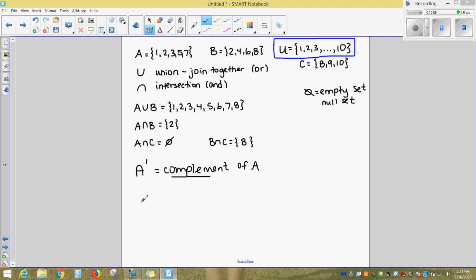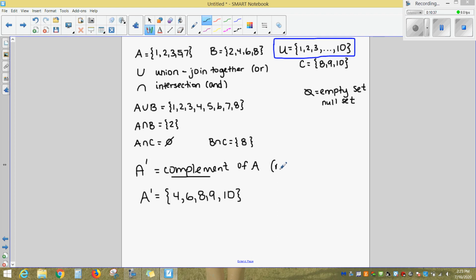So if I want to write down the complement of A, that means I'm going to come over to the universal set, U, and I'm going to mark out everything that's in A. I'm going to mark out 1, 2, 3, 5, and 7, and I'm going to write down everything that's left. So if I take out 1, 2, and 3, that leaves 4. I take out 5, that leaves 6. I take out 7, that leaves 8, 9, and 10.